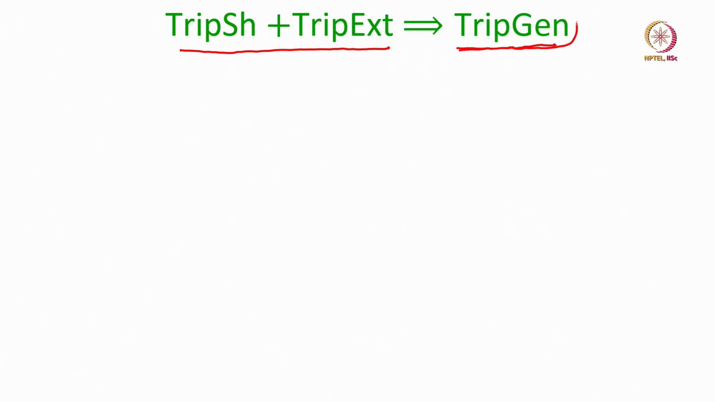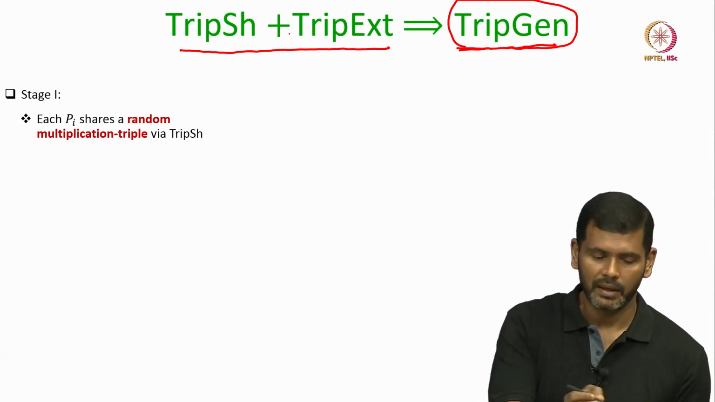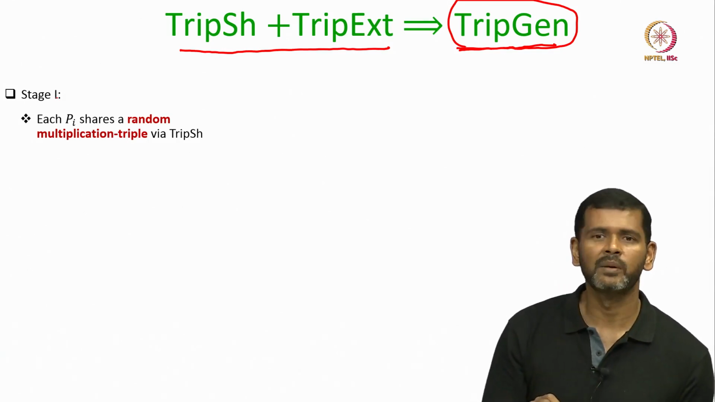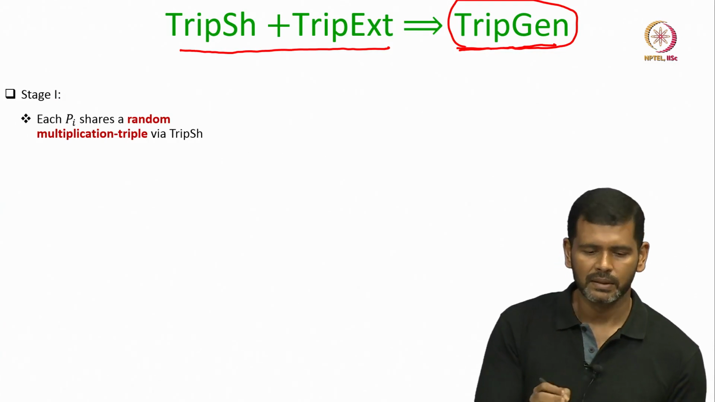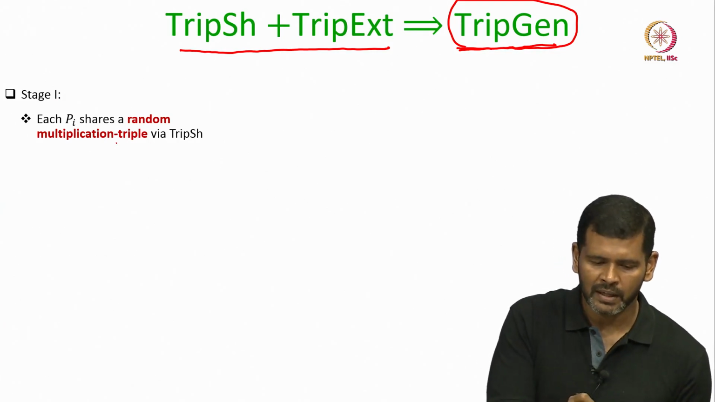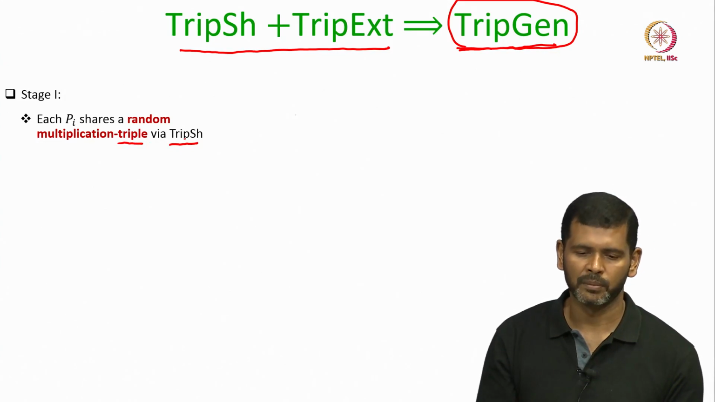So, this triple generation is a protocol which allows the parties to generate random secret sharing of random multiplication triplets. This will be a two-stage process, and each stage will have a different purpose. In the first stage, each party will be asked to act as a dealer and secret share a random multiplication triplet by invoking an instance of the verifiable triple sharing protocol.